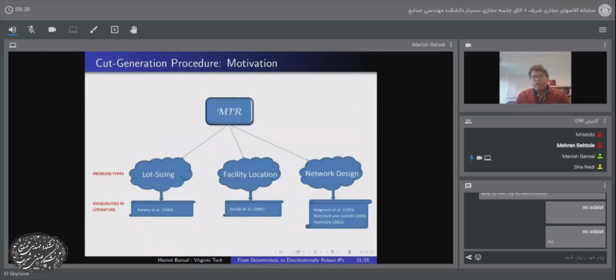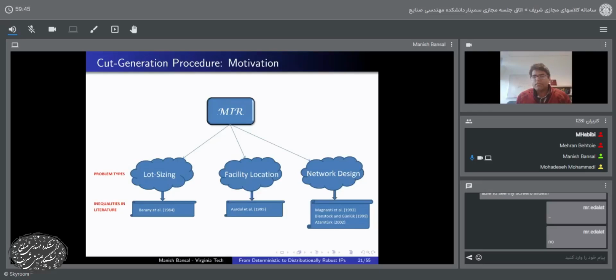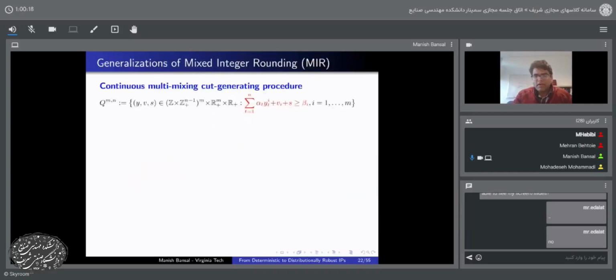One of the interesting aspects of using this framework of studying the simple mixed integer set is that the mixed integer rounding inequality derived from this process for different problems like lot sizing, facility location, and network design essentially subsumes various other inequalities that were derived independently for these problems in the literature. MIR came in around 1990, right? There were various inequalities derived separately for these problems, and later on it was realized that we can derive those inequalities just by applying the mixed integer rounding procedure. So the idea is, can we generalize this mixed integer rounding procedure?